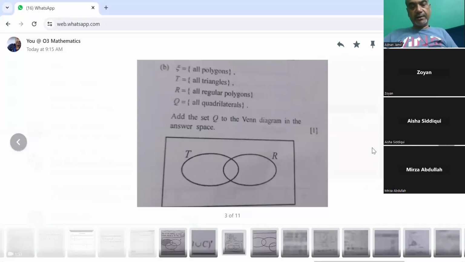What they are asking is to add the set Q to the Venn diagram in the answer space, where Q should be. There is one thing: maybe there are some regular polygons which are quadrilaterals also. A quadrilateral is a four-sided figure, and a regular polygon, a square for example, can also be a quadrilateral. So Q cannot be added to T because T is triangle, right? So there should be a relation between R and Q. There are some quadrilaterals which are also regular polygons, not all, some. So it means that there should be an intersection between R and Q.